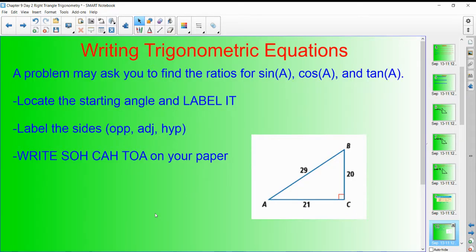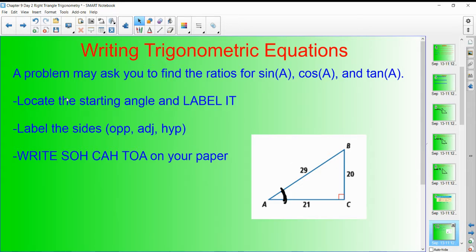Now, we may be asked to find the sine of A, or the cosine of A, or the tangent of A, which is telling us what's the ratio. It's not asking us to find angle A. It says don't look at angle B. I don't care about angle B.